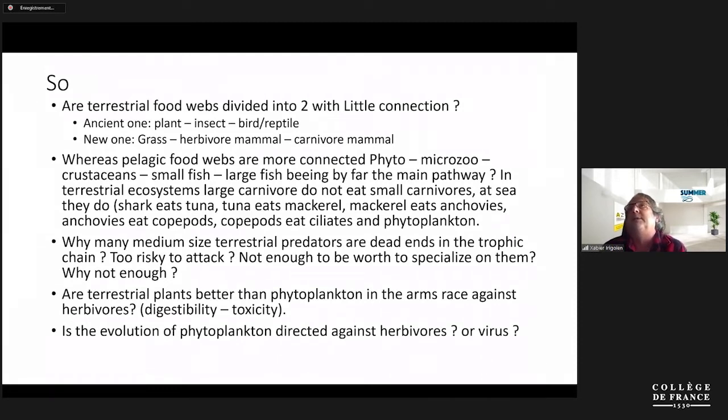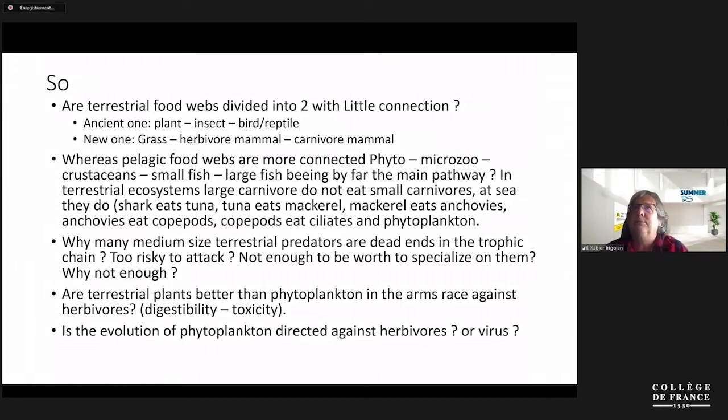It's just guesses, suggestions for things that could be looked at. One is that, to me, obviously, the terrestrial food webs seem to be divided into perhaps two. One where you have insects, trees, birds and reptiles, but that does not connect that much with another food web, that is the grass, herbivore mammals, carnivore mammals. And there is no such connection between those food webs.